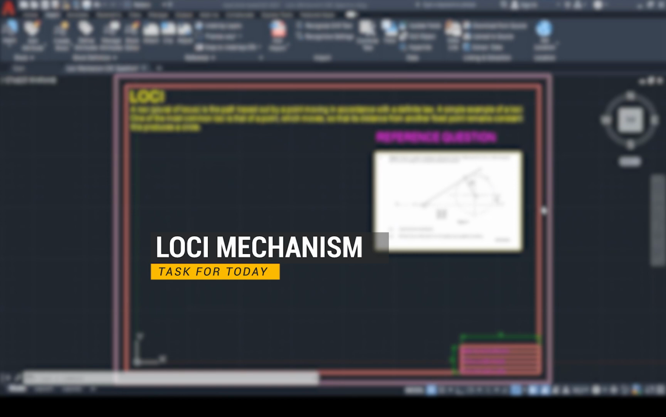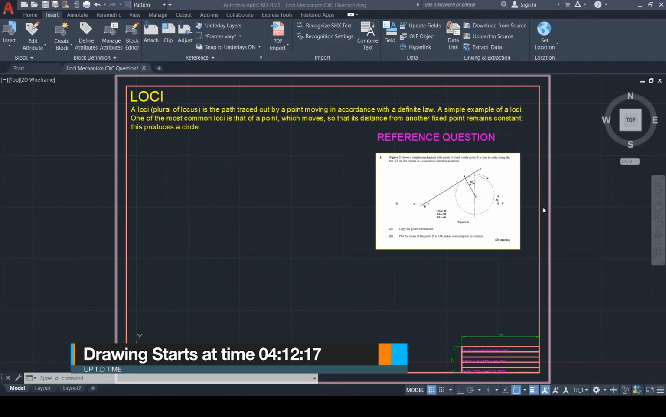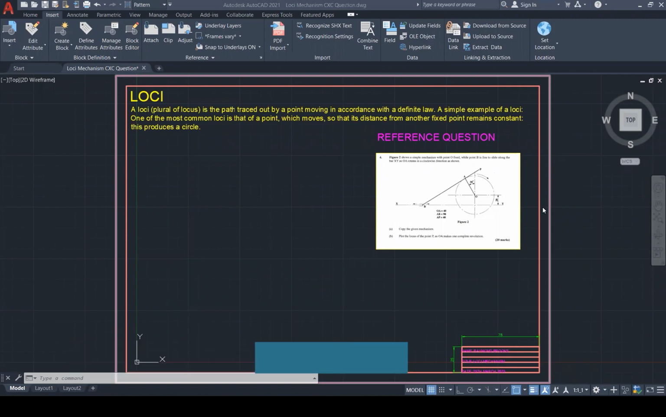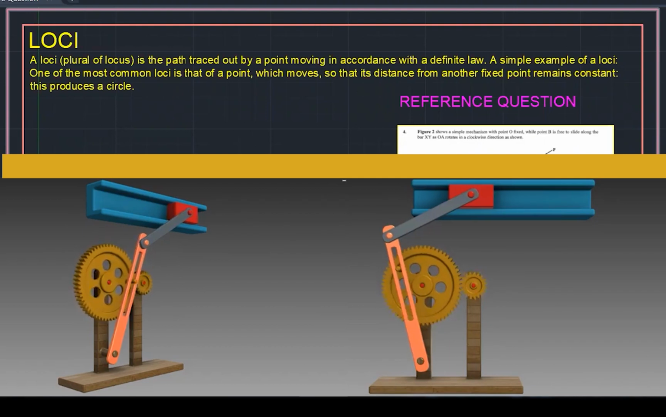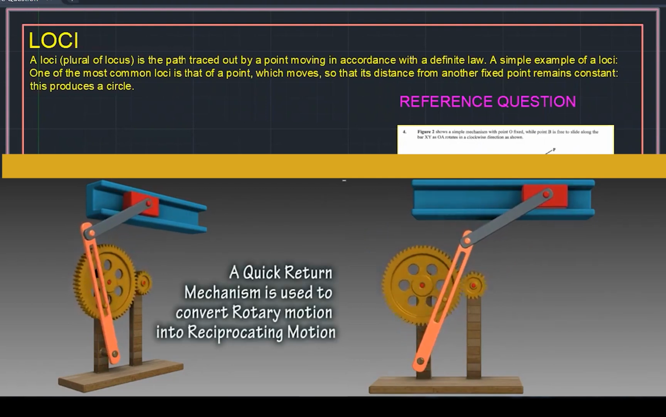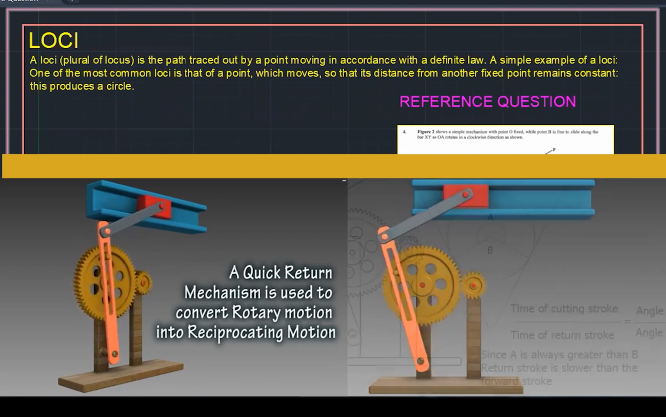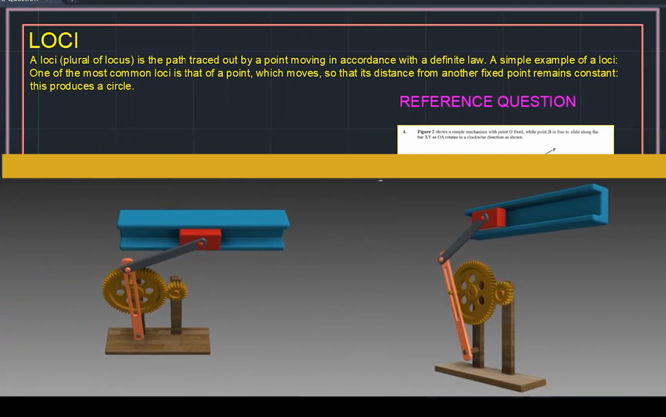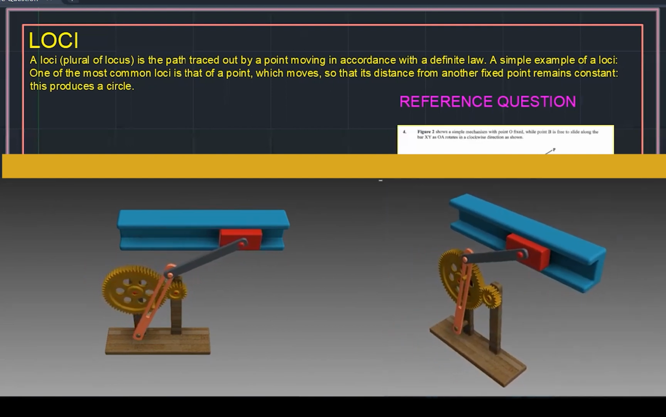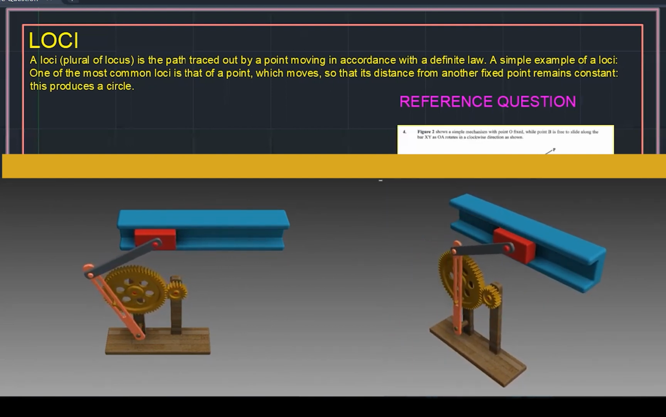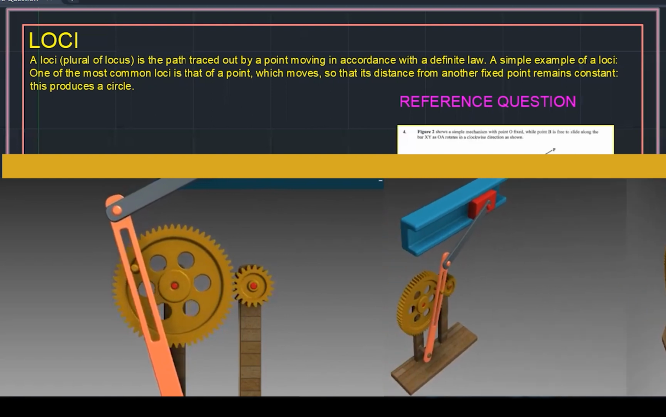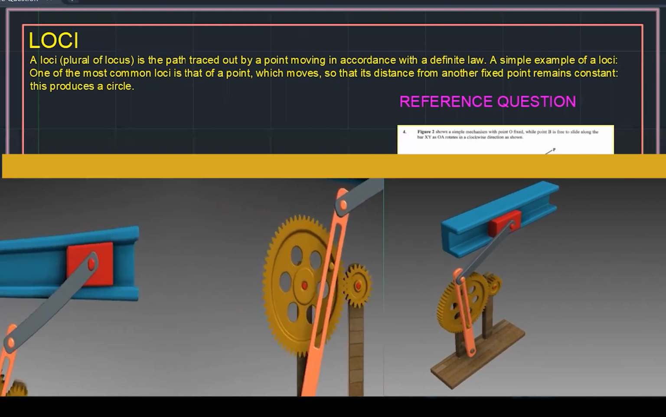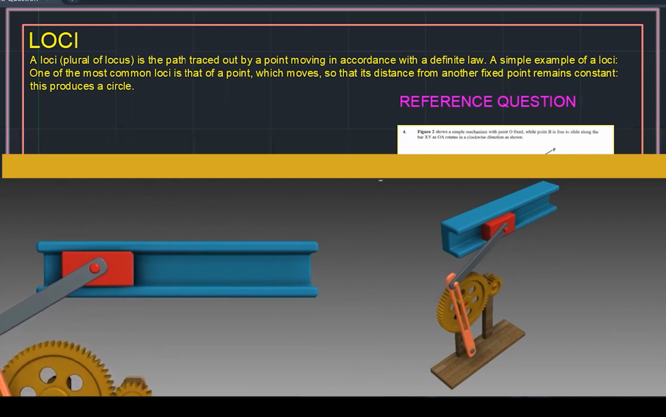Today we are going to be looking at another CXC question. Today we are going to be looking at loci mechanism. First, what is a locus mechanism? A loci, which is plural for locus, is the path traced out by a point moving in accordance with a defined law. One of the most common loci is that of a point which moves so that its distance from another fixed point remains constant. This produces a circle.